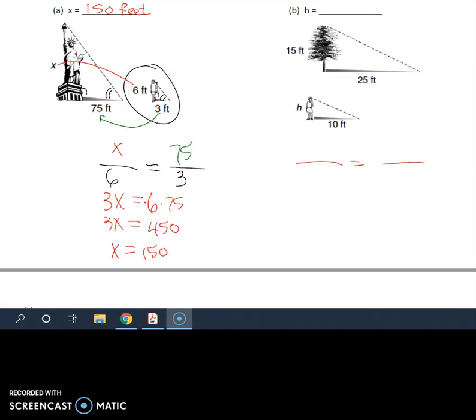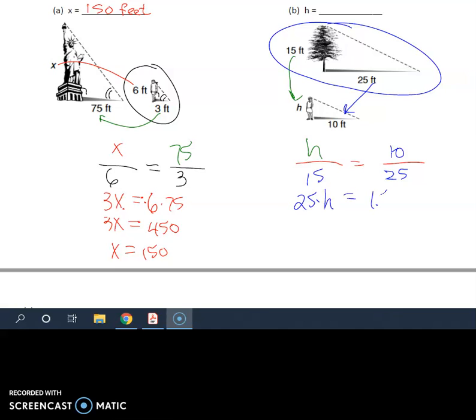So again, we may select a different triangle for using the numbers on the bottom, and that should be okay as long as everything else is paired up correctly. So the 15 and the h are heights. The 25 and the 10 are bases. So these would be pairing up the corresponding parts again. So the 25 gets multiplied to the h, the 15 gets multiplied to the 10. So we have 25h equals 150. And then if we divide by 25, h will be 6. So the height of the person is 6 feet.